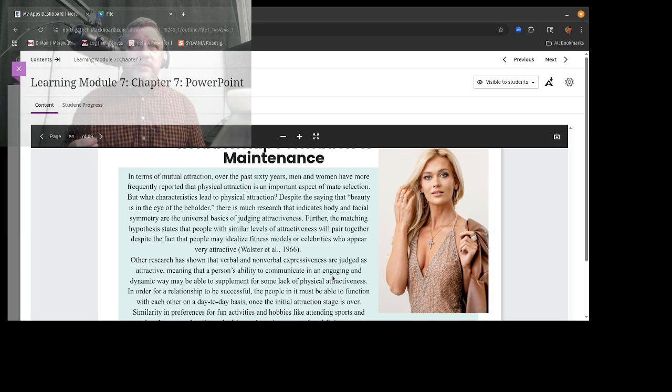But what characteristics lead to physical attraction? Despite saying that beauty is in the eye of the beholder, because it is, are there certain standards that we can apply across the board, right? There's been a lot of research that indicates body and facial symmetry are universal basics of judging attractiveness. Further, the matching hypothesis states that people with similar levels of attractiveness will pair together, despite the fact that people might idealize fitness models or celebrities as being extremely attractive.